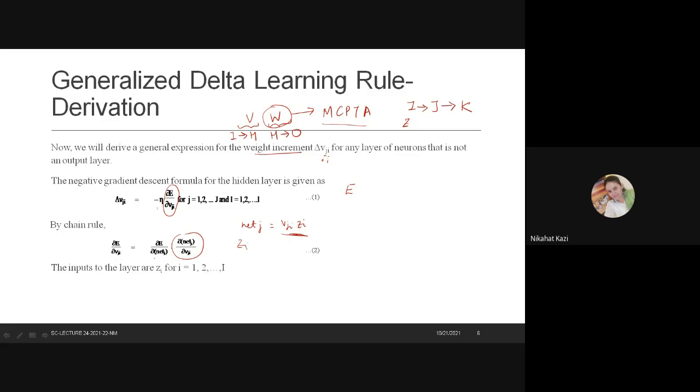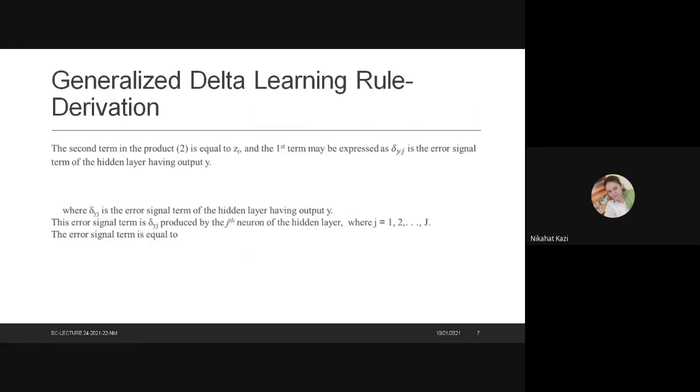And now the second term is equal to Zi, and the first term we will represent by an error signal, with the notation delta Yj. Let us call it the error signal between the input and the hidden layer. So delta Yj is nothing but minus of dou E by dou net j.